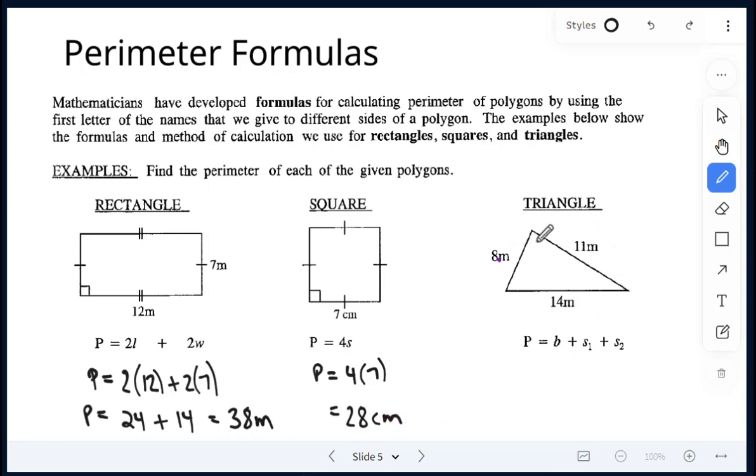Here for a triangle, this is a scalene triangle. If you remember a scalene triangle, all the lengths are different. So base is given as 14 meters, and then side 1 and side 2. Here we do have to add, so 14 plus 8 plus 11. Just going to quickly put it in the calculator, and that gives me 33 meters.